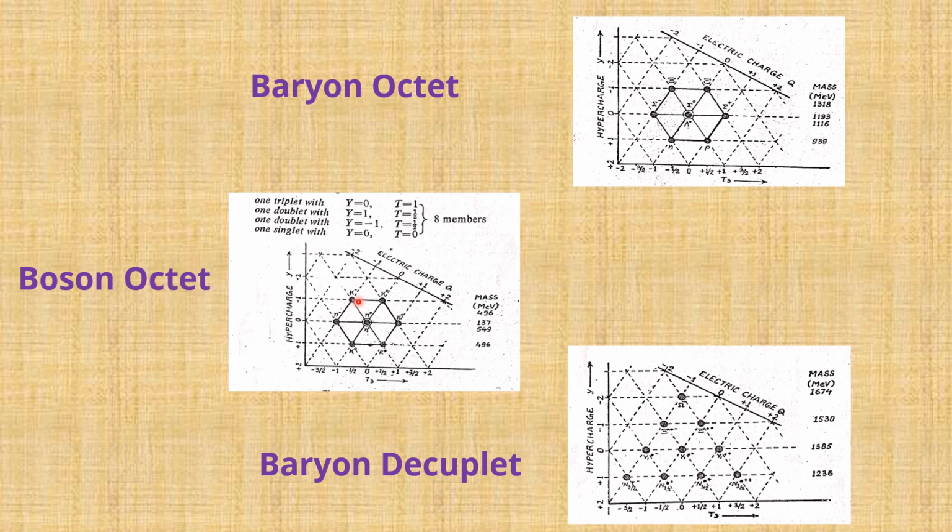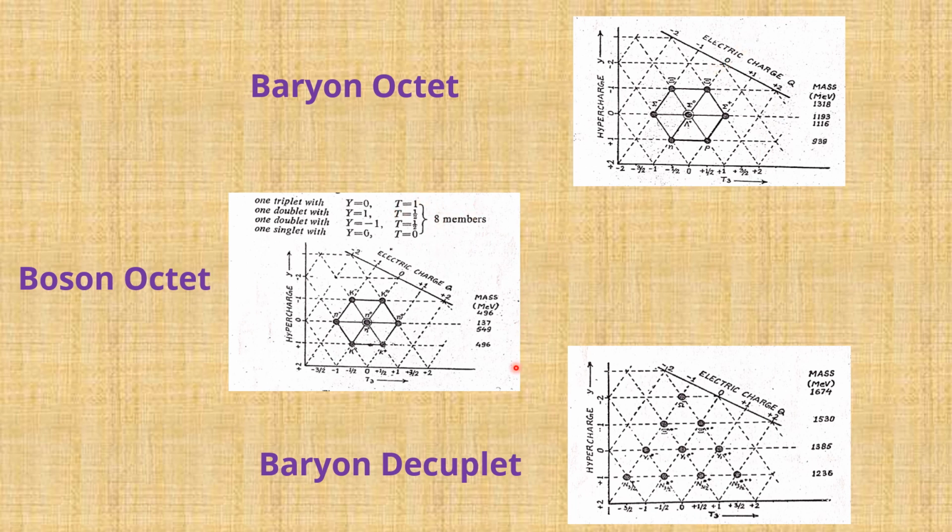And here you have one singlet, one doublet with y equal to minus 1 and t equal to half, one doublet with y equal to 1 and t equal to half, and one triplet with y equal to 0 and t equal to 1. So totally 8 members. So here also 8 members.